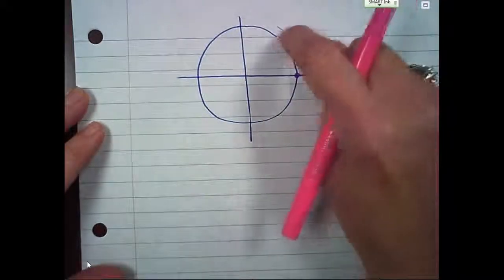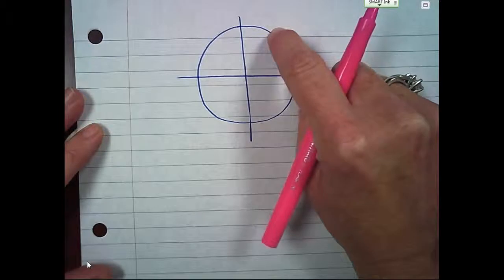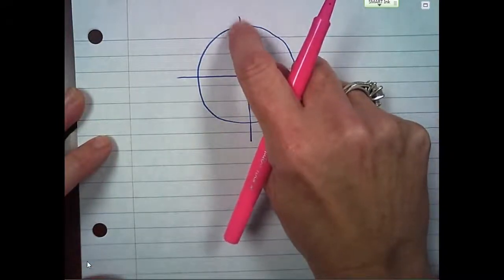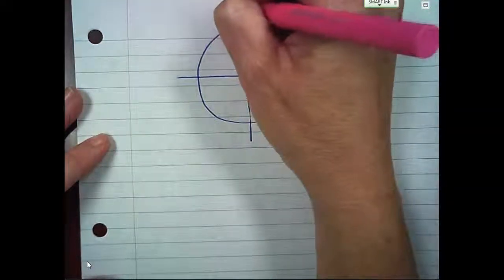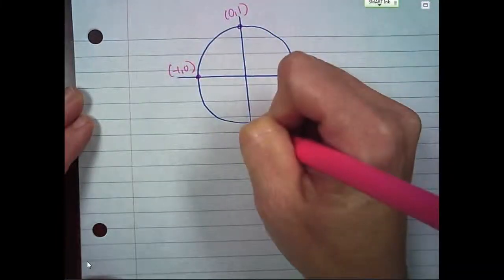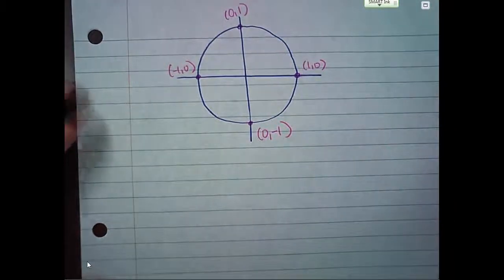Now, we could plot this point here on the graph, right? But we're going to plot only easy ones. So go to this one. What is this point called? 0, 1. Okay, here. And then to this one would be negative 1, 0, agree? And this would be 0, negative 1. Those are the important spots.